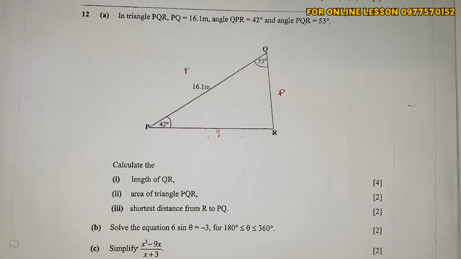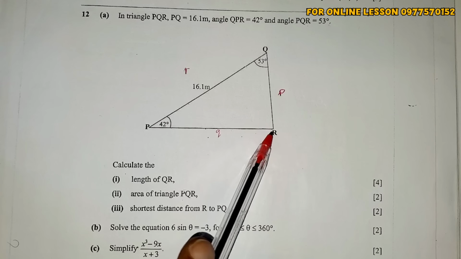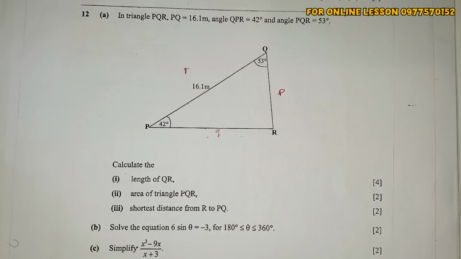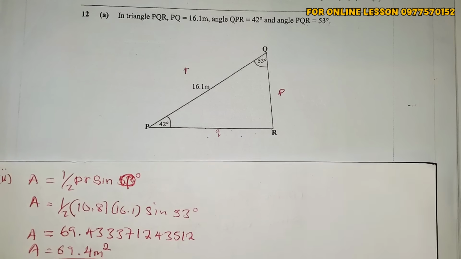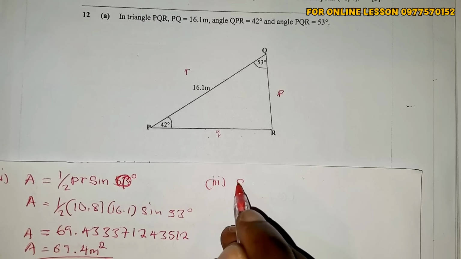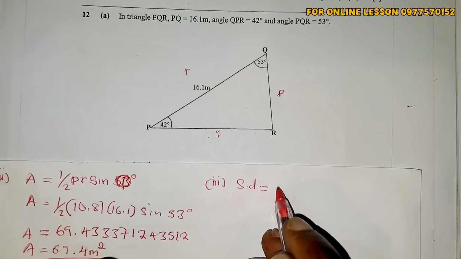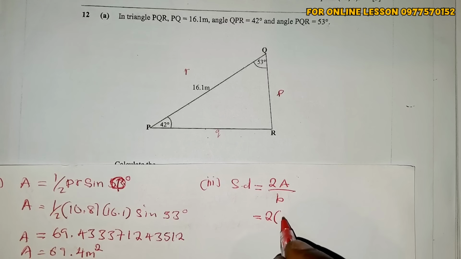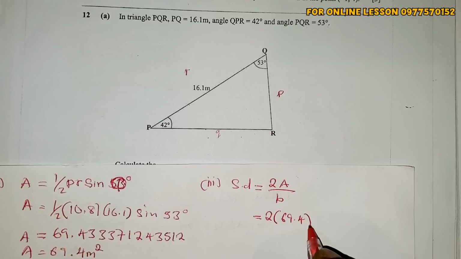Calculate the shortest distance from R, where is R? R is here, to PQ. So from R to PQ. This is also easy. To calculate shortest distance, this is question 3, shortest distance SD is equal to 2 times area over the base. Are we together? That is the simplest formula you can use. So 2 times, what is the area? We've calculated area to be 69.4. So we're going to write 69.4.